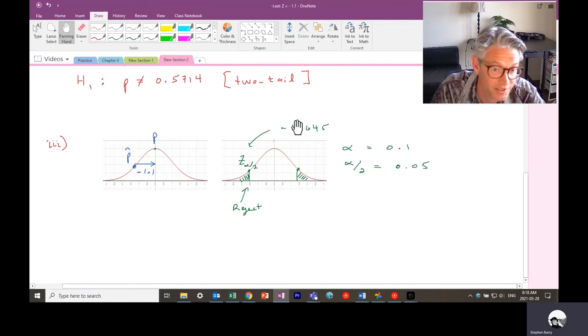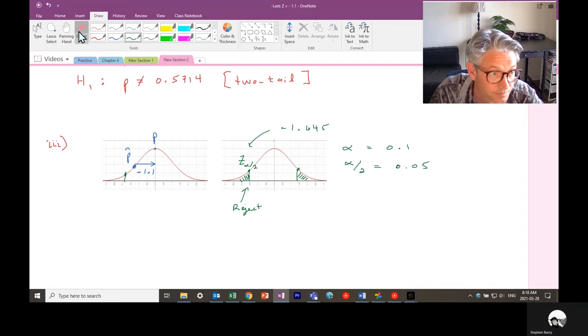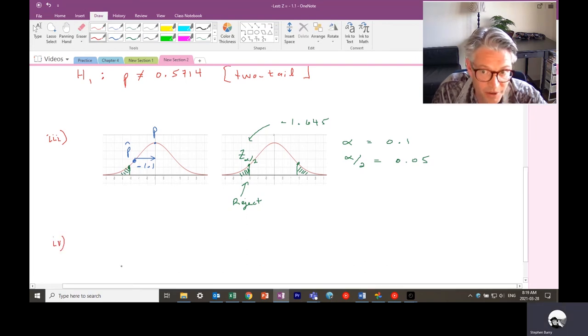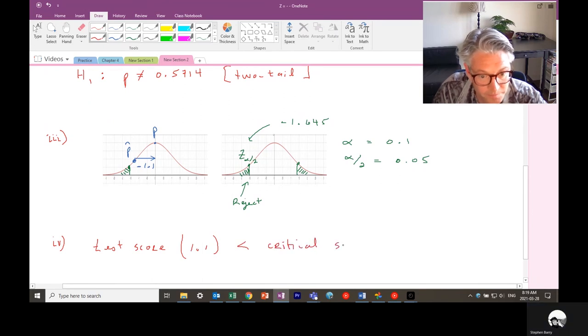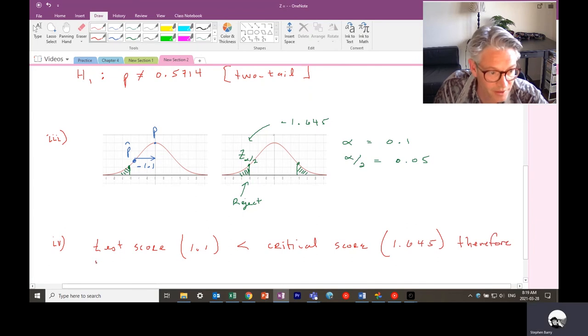So the answer is no, it's not, right? The rejection zone is over here. We're going to use absolute values when comparing these scores. So the test score of 1.1 is less than the critical score of 1.645. Therefore, we fail to reject the null hypothesis.